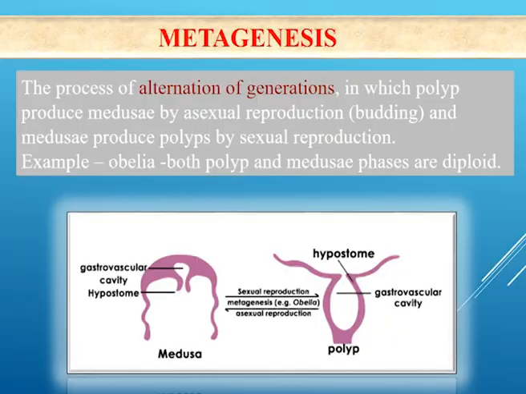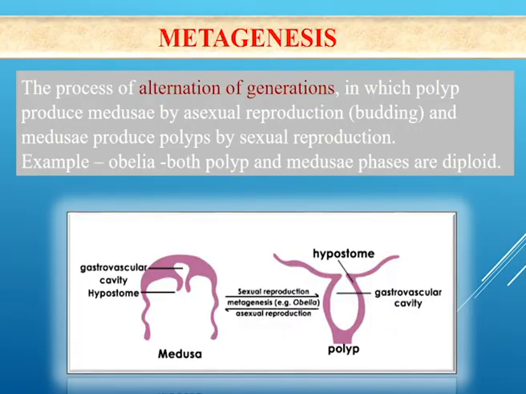This characteristic feature of exhibiting polymorphism is called metagenesis, where we find totally different forms of the same species. Metagenesis is a process of alternation of generations in which the polyp produces medusae by asexual reproduction and the medusa produces polyps by sexual reproduction. So one phase of their life cycle is asexual reproduction and the other phase is sexual reproduction. For example, in Obelia, both polyp and medusa phases are diploid. So metagenesis is one of the characteristic features of coelenterates.